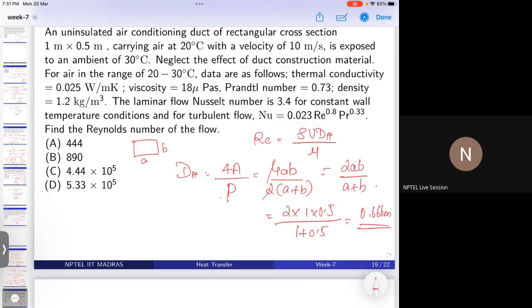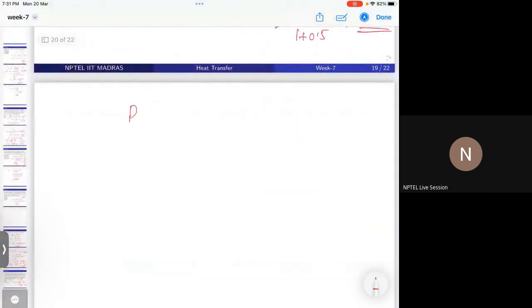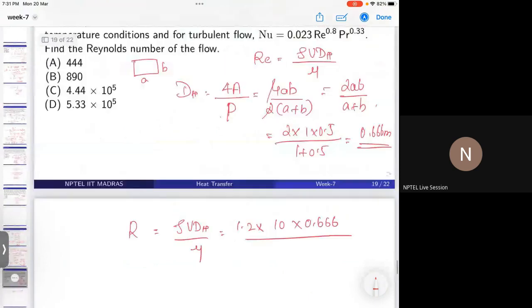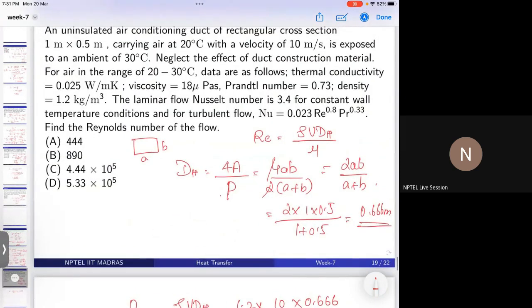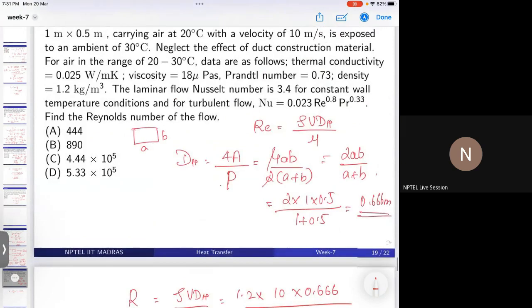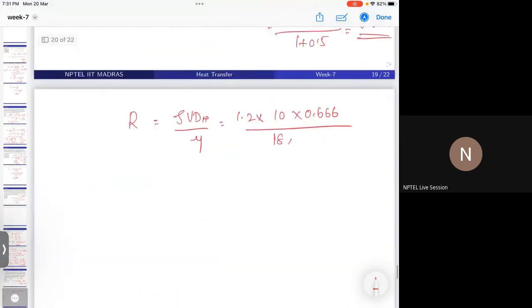Which will come out to be around 0.666 meters. Okay. So the Reynolds number now is simple, that is rho v D_h by mu, that is 1.2 into 10 into 0.66 divided by mu, 18 into 10 raised to minus 6. So it will come out to be around 4.44 into 10 raised to 5. What was the doubt in this? This was actually a simple question.